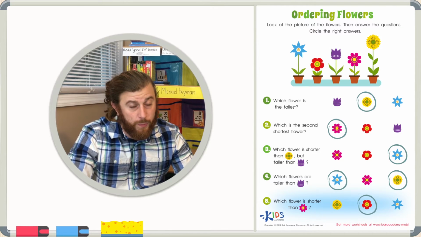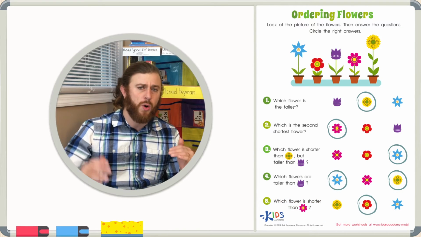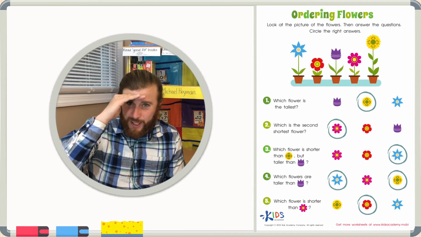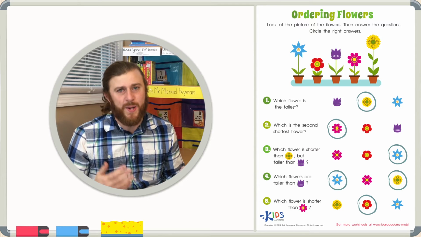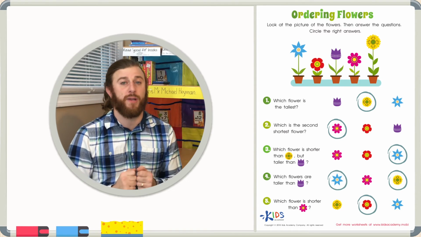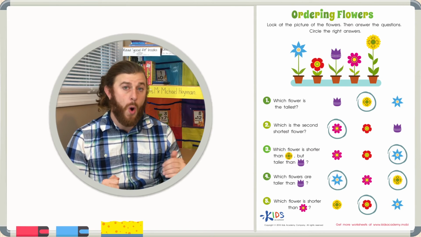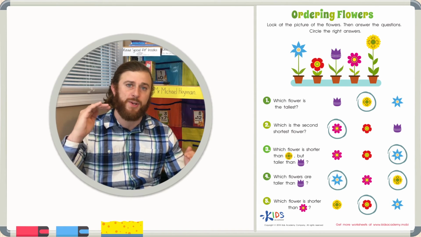that is shorter. Remember, boys and girls, when you're ordering plants, or anything for that matter, you have to look really carefully at the picture. Then, you have to read the word problems even more carefully because they may be asking you about the second shortest or second tallest, or which flower or object is in between one another.